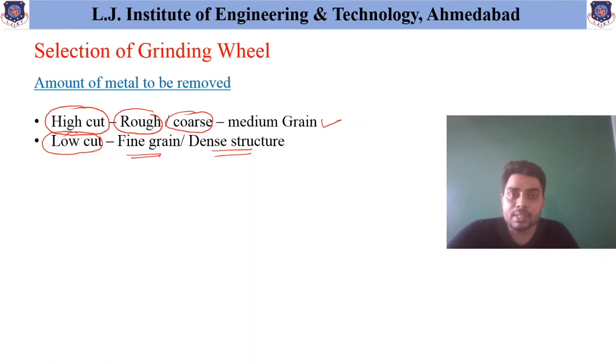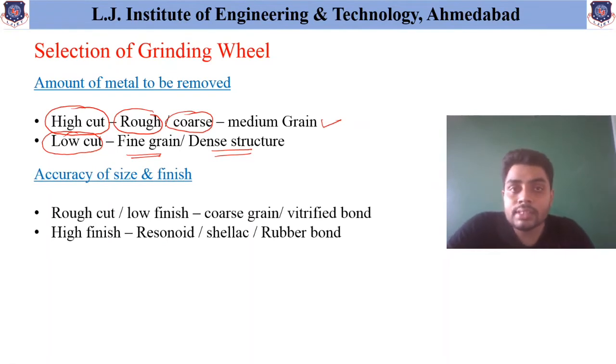So this is the first parameter of selection, in which our major primary focus is the amount of metal to be removed. If our primary focus is not accuracy of the size and the surface finish, so if the surface finish required is not very important, at that time a rough cut is performed, and at that time the coarse grain is used, that means the particle size is large. So the workpiece surface that is obtained is comparatively rough, and at that time the bond used is the vitrified bond.